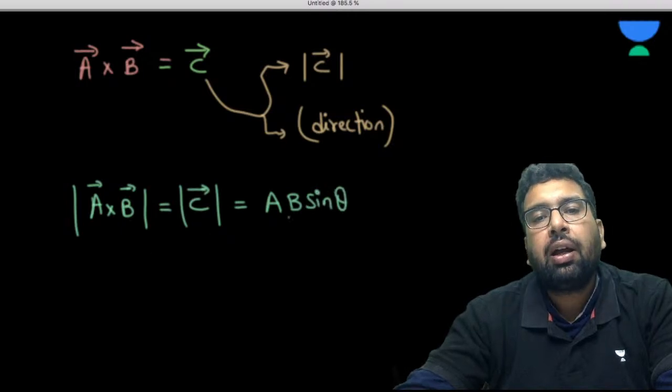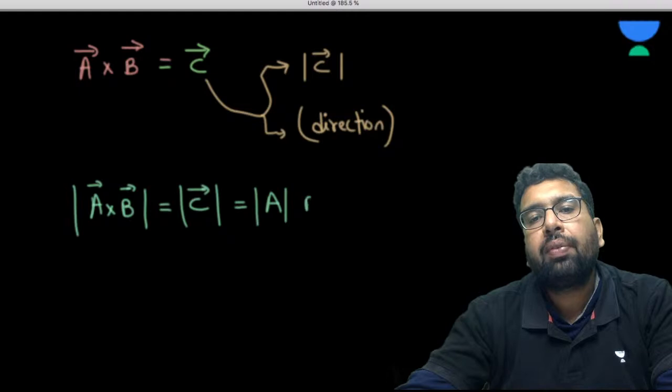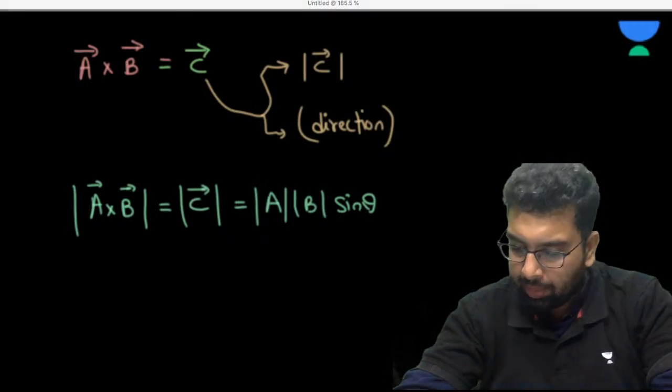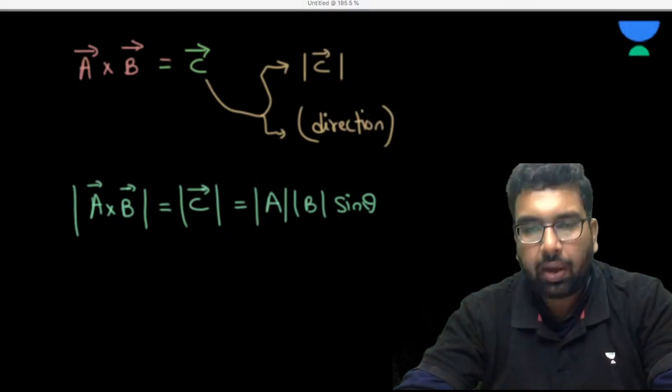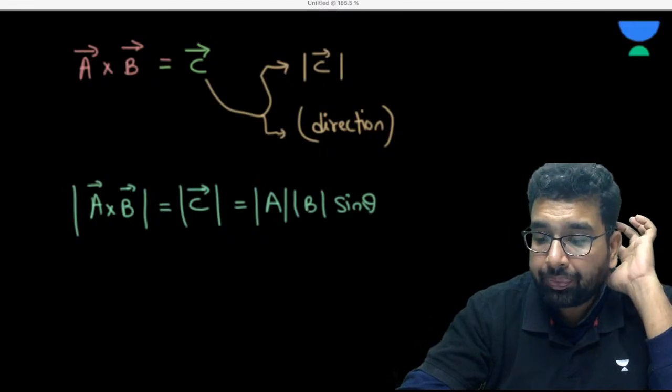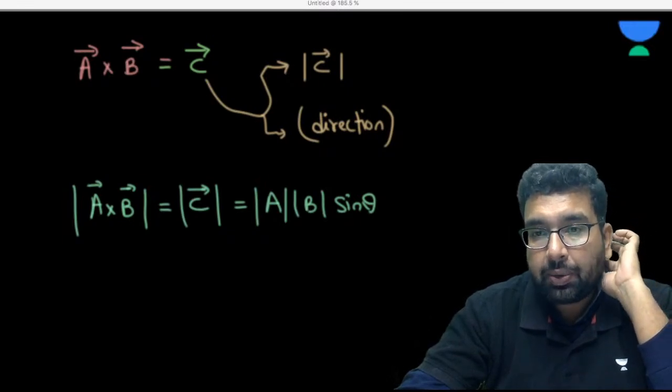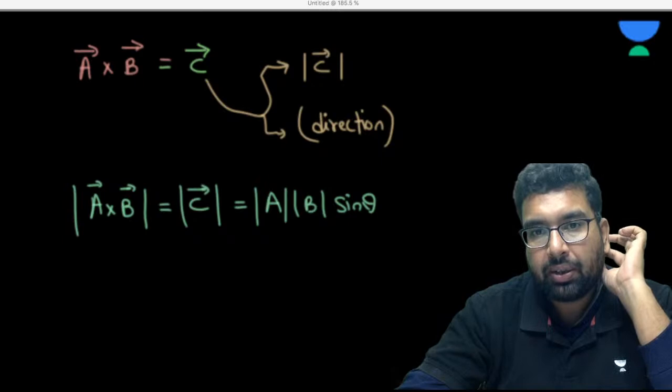Just like the dot product, where we had cos theta, in the cross product we have sine theta. Very easy to remember, right? Understood.